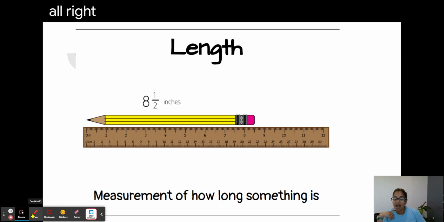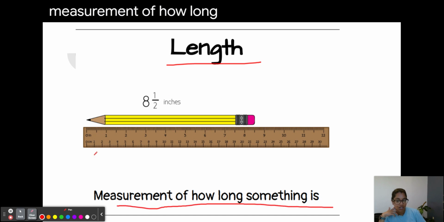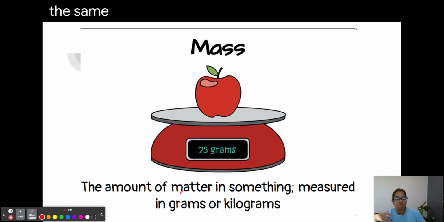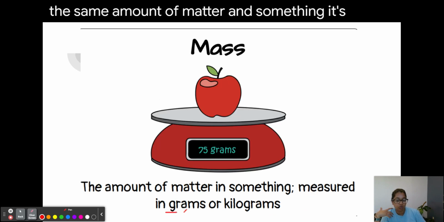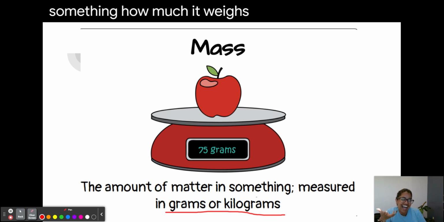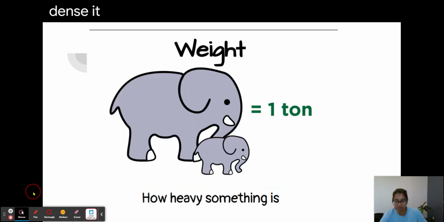All right. Let's go over length again. Length is the measurement of how long something is. A ruler helps us figure out how long something is, right? Mass tells us the amount of matter in something. It's in grams or kilograms. It really tells us how much stuff is in something, how much it weighs. It kind of tells us how much it weighs, how heavy something is, or how dense it is.